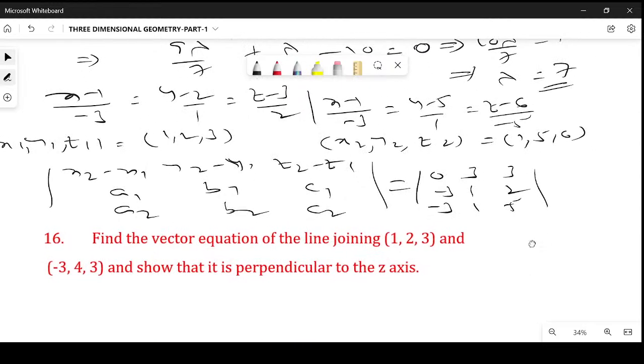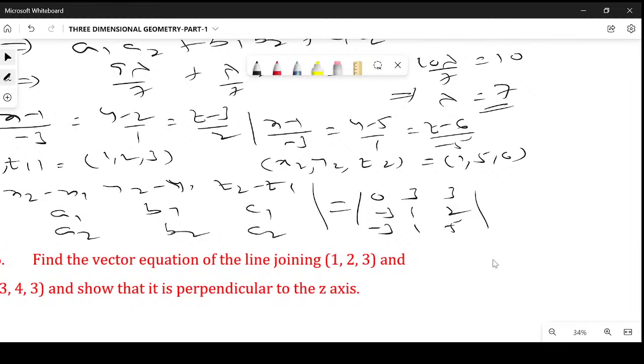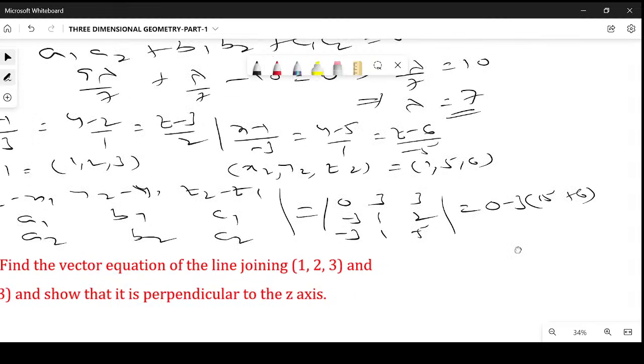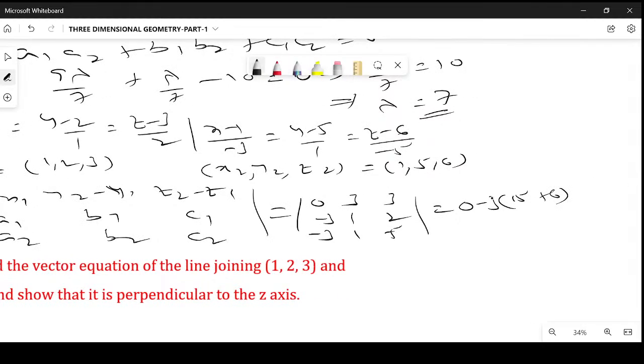Expand here. You should expand. Then you will get an idea about this. If you expand, you will get the answer right. Complete, you can expand the value. I get 0 into, I can write 0 minus 3 into, expand the determinant, 15 plus 6, I can write plus 3 into, just I'm expanding the determinant, plus 3 into, we'll get minus 3 plus 3.